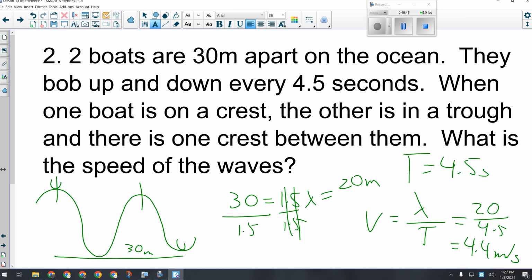Is there any difficult math in that? But you have to understand a lot about waves in order to do that question. That's the kind of question you're going to get. All right, I'm going to type one more up here, see how you do with that one.